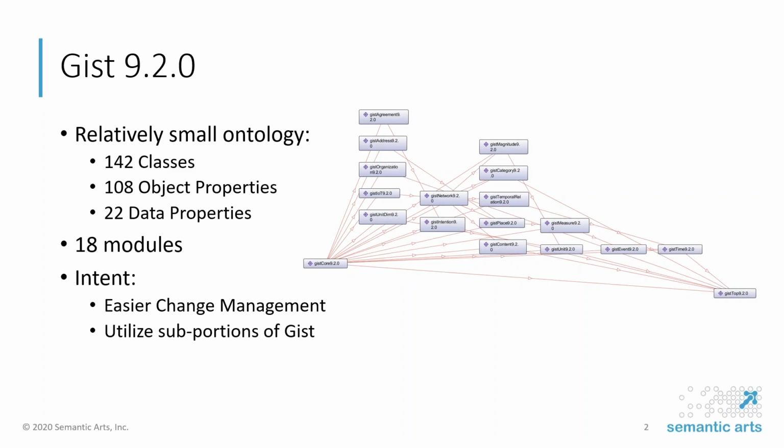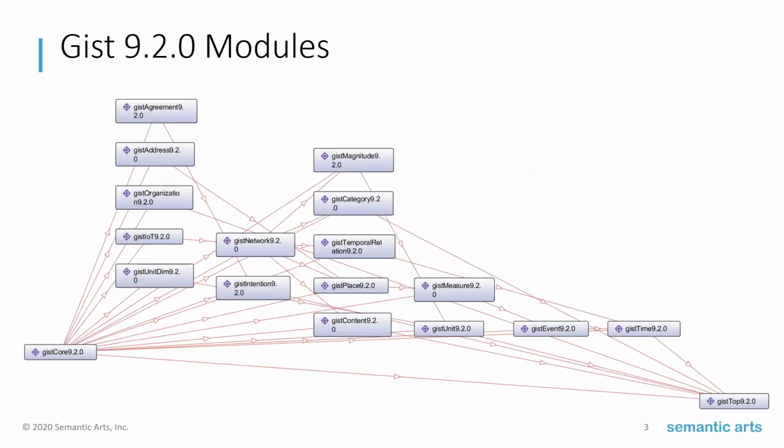The intent of the modules was easier change management and the ability to utilize subportions of GIST without taking the whole thing. I have an easier picture to view of the modules here just because it's kind of small. This is what comes out of Protege. There's a core that essentially pulls in everything else, so there's really 17 modules with content. The most general one would be GIST top, way over here. But you can see there's a lot of interactions between these modules, and there's a lot of modules.